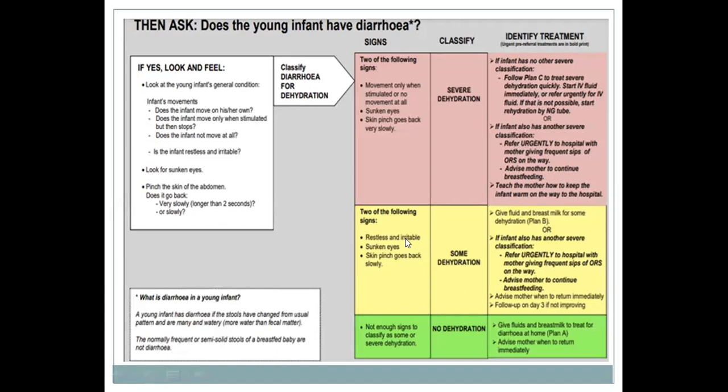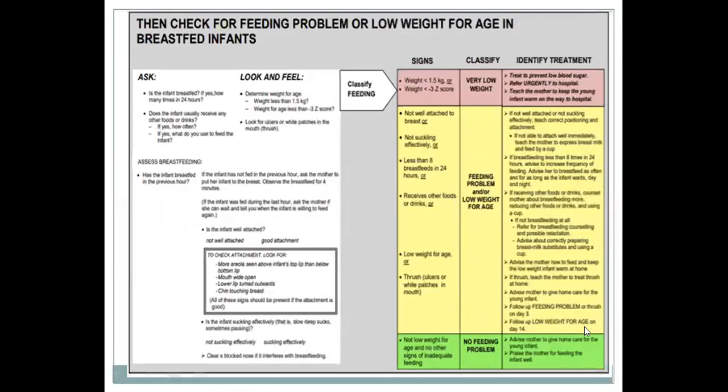Some dehydration is indicated by a restless and irritable child, sunken eyes, and skin which goes back slowly, not very slowly. If the infant does not have another severe classification, give fluid and milk for some dehydration, which is plan B. This includes advising the mother to continue breastfeeding, and if the infant also has another severe classification, refer urgently to hospital, and advise the mother when to return immediately. If there are not enough signs to classify as some or severe dehydration, there is no dehydration. Give fluids and breastfeed to treat diarrhea at home, which is plan A, and advise the mother to return immediately when danger signs appear.